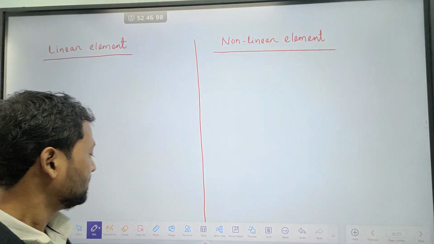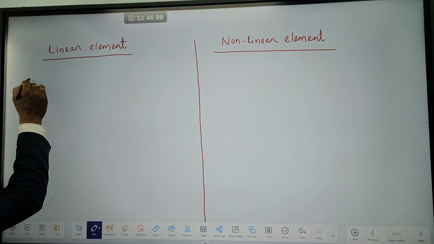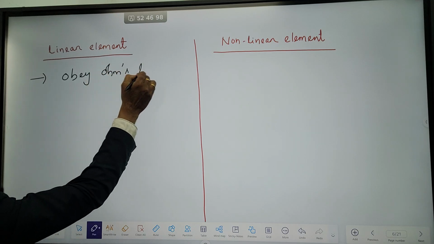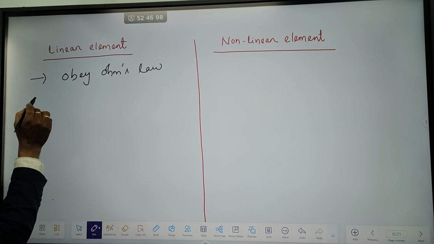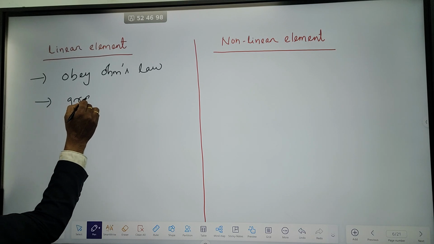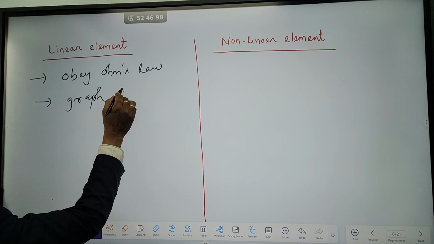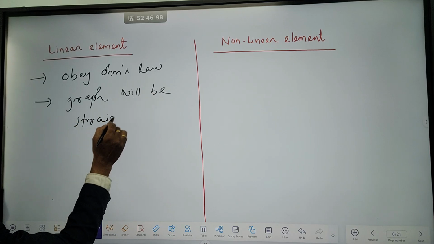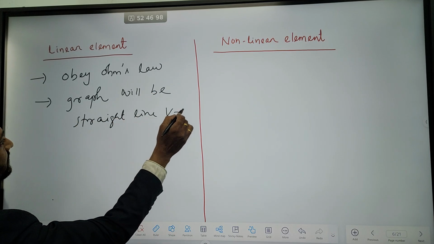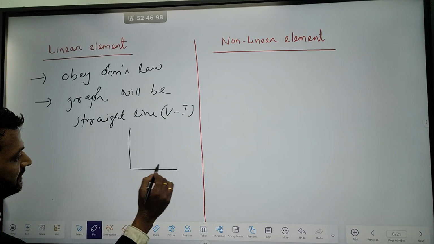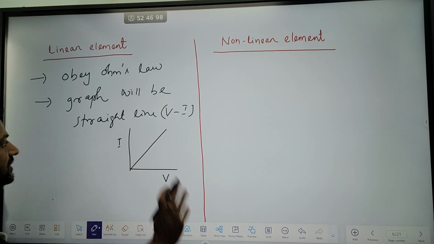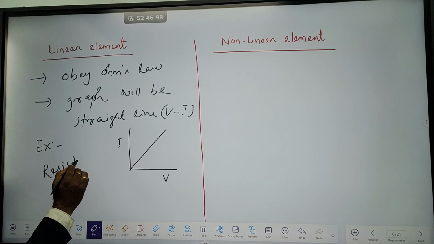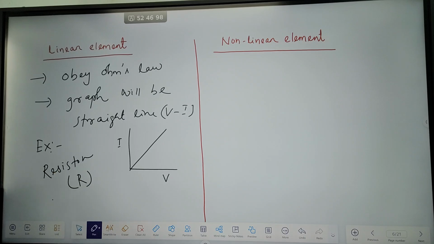So मतलब definition क्या है? Which obeys Ohm's law. The element which obeys Ohm's law, that is called linear element. Or you can say the graph or the characteristics between voltage and current will be a straight line. Which graph? That VI graph. मतलब this type of graph, voltage and current, the graph will be a straight line. So example क्या है? Example of linear element is resistor. Resistor is the best example of a linear element.